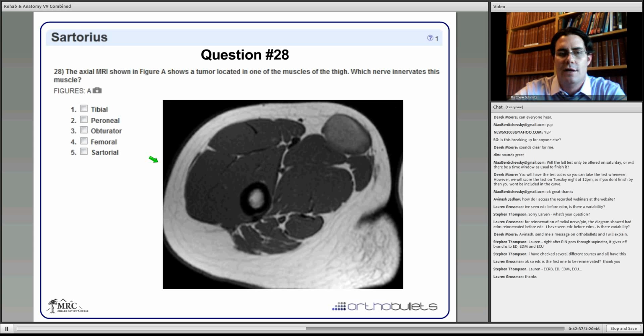And as we move further distal in the thigh, that gracilis will essentially, in cross section, seem like it's wrapping around further and further medial.